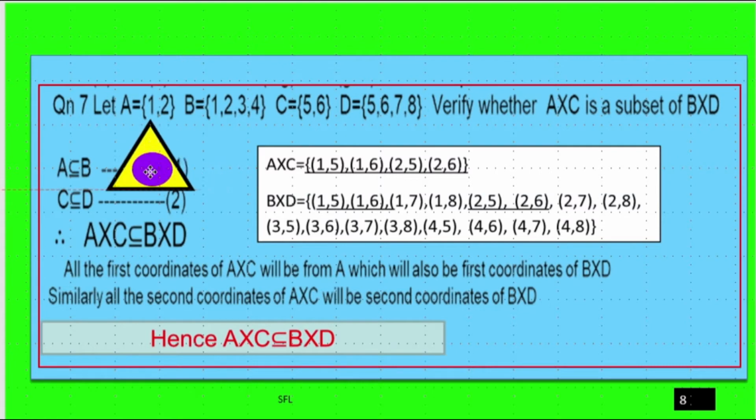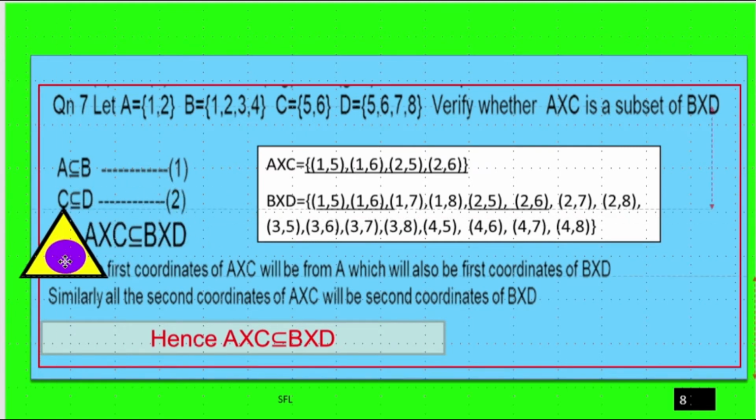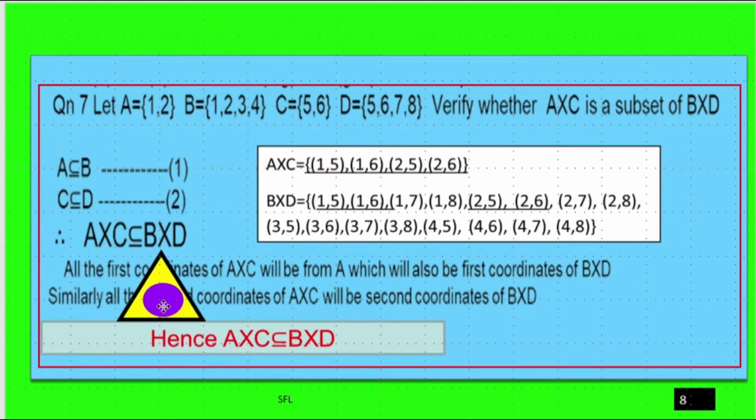From the sets, we can easily see A is a subset of B. Then from C and D, we can easily find C is a subset of D. Then combine 1 and 2. On either side of the subset symbol, we take the cross product. A cross C will be a subset of B cross D.